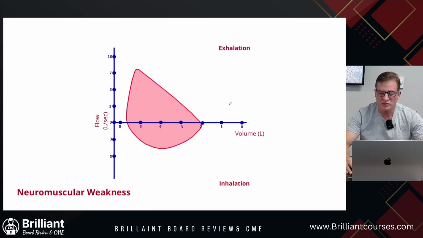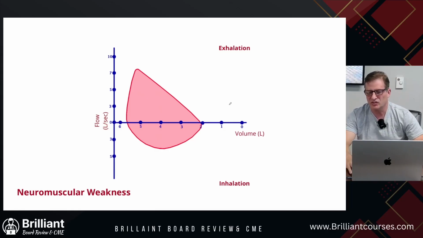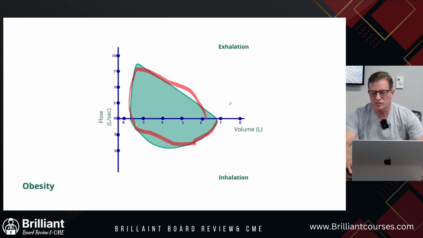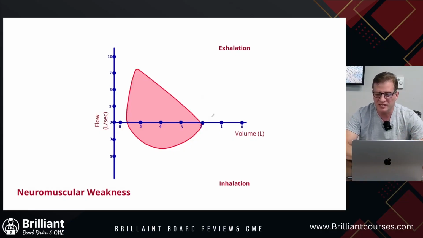Now, neuromuscular weakness is going to be kind of similar. In neuromuscular weakness, it's similar, probably more severe. Now, they're not going to ask you to identify between, is this neuromuscular or obese? They're making it easy for you, but we're just thinking about it so we can understand when we get these tests presented to us.